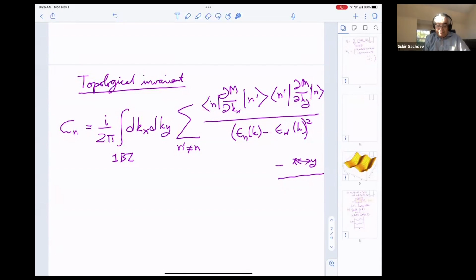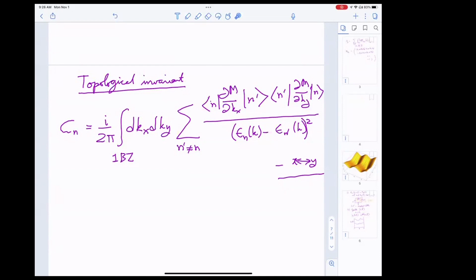Okay. So the existence of this topological invariant has a lot of interesting properties, which we are now going to talk about. But I'll leave the proof in the notes. Okay, so any questions?